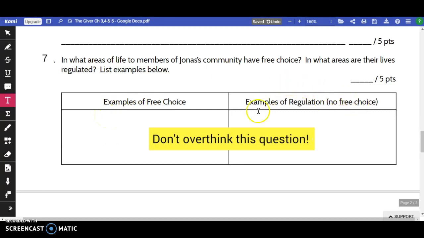And then I'm asking for examples where we see people in this story not being able to make their own choices. Their lives are regulated, they have to follow rules, and they don't seem to even know that they could break the rules.